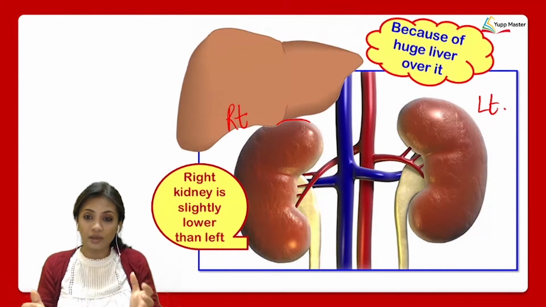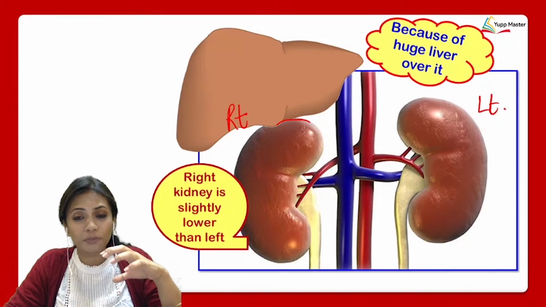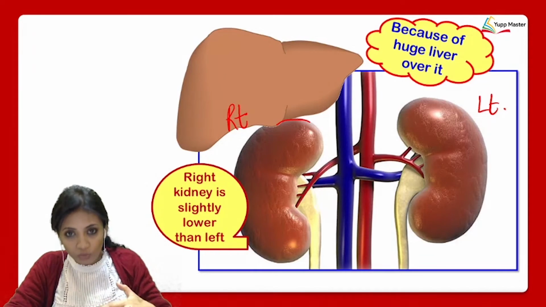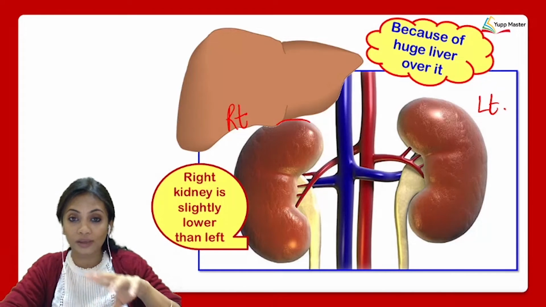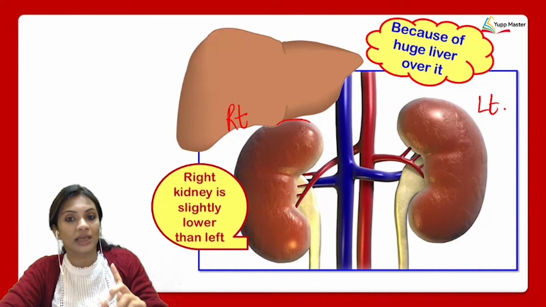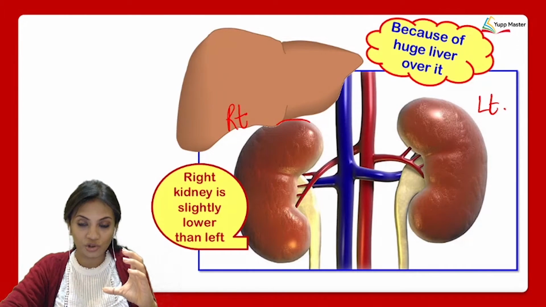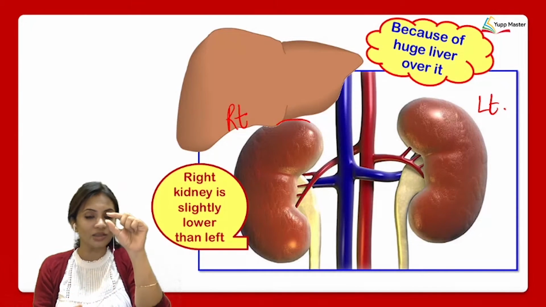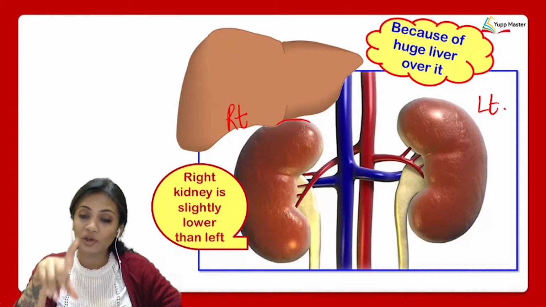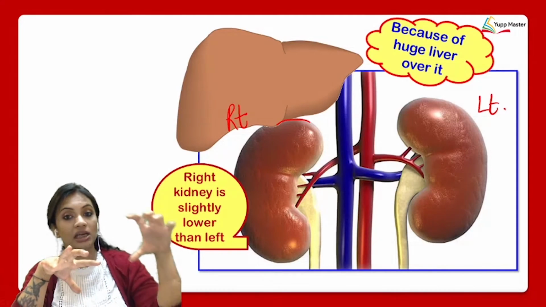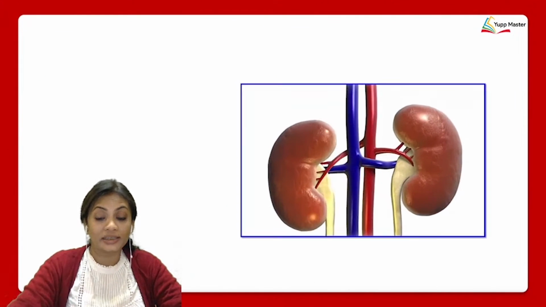The liver is such a huge and bulky organ that it has the potential to push that kidney down. So remember one thing: whenever you draw the excretory system, make sure that the right kidney is always placed at least one or two of your notebook lines below the left kidney. Why? Because you want to show that you know there is a liver present above it.